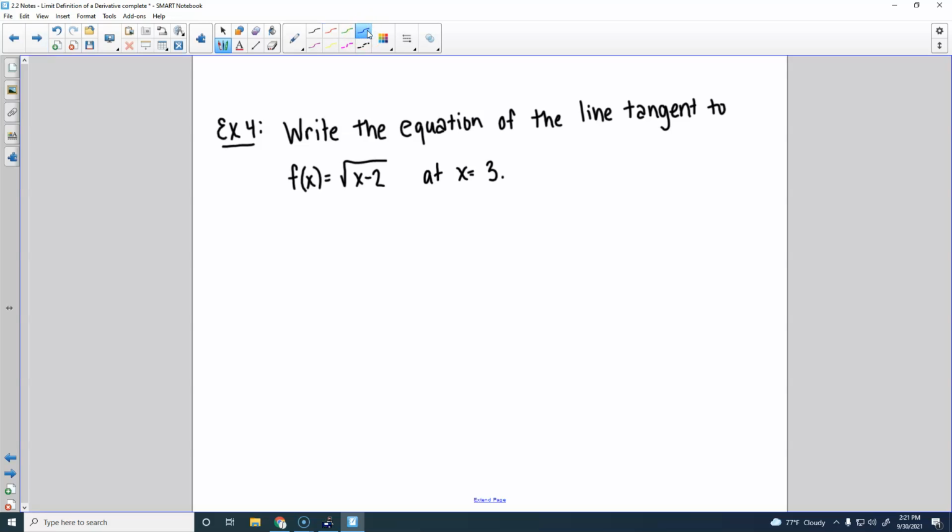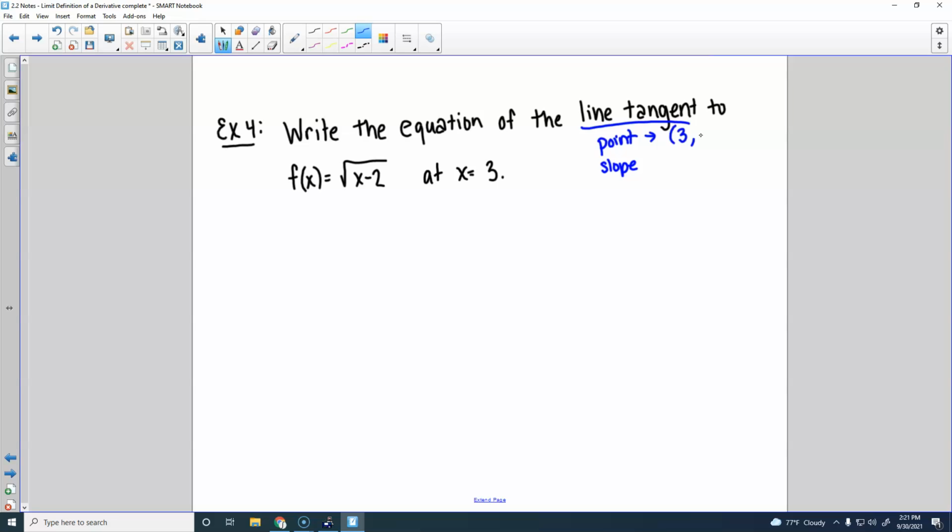So we need to find the derivative. We don't have an x and y coordinate. So to find the equation of a tangent line, we want to use that point slope form. So we need a point and a slope. We do have the x coordinate. So I know my x coordinate is 3 at this point.